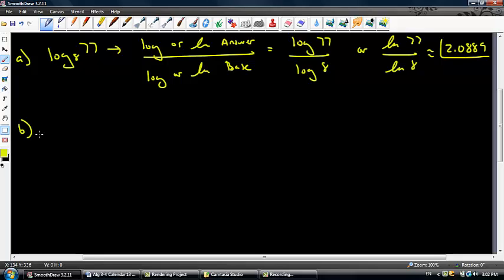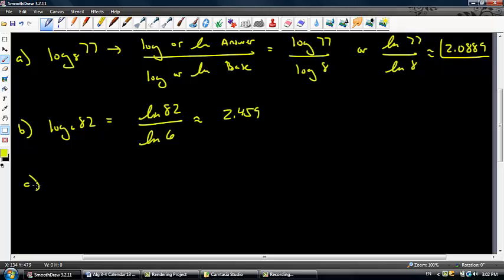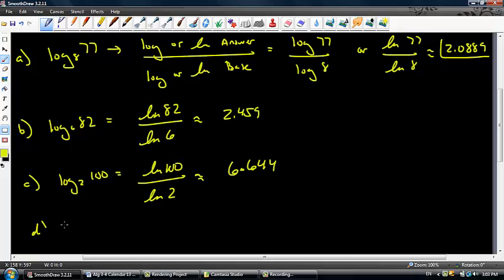All right, change of base formula is actually relatively simple. If I asked you for log base 6 of 82, I'm going to change bases. That's going to be natural log of 82 over natural log of 6, and that's approximately 2.459. Again, change of base should not be really grueling. Log base 2 of 100 should be equal to natural log of 100 over natural log of 2, which is approximately 6.644. And the last example I'll give to you will be log base 4 of 48, which is natural log of 48 over natural log of 4, which is approximately 2.792.